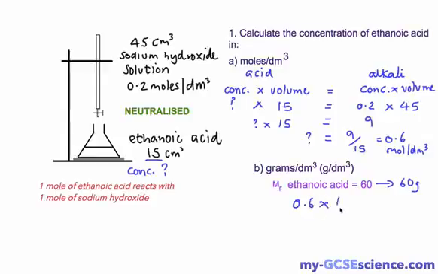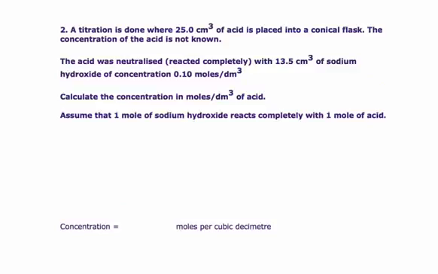0.6 times 60 equals 36 grams. And remember, it's grams per decimeter cubed, because it's asking us to calculate the concentration in grams per decimeter cubed. Okay, so that's another question there. Let's try one more. This one I think is probably worth you having a go by yourself, and then we'll go through the answer in a moment.